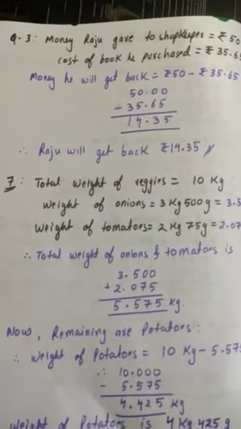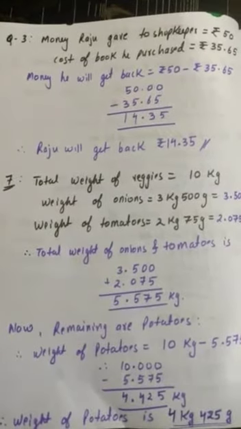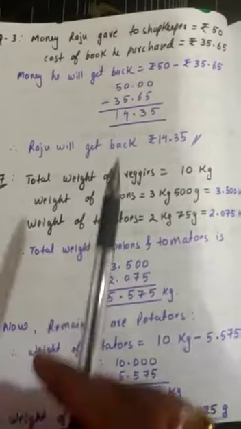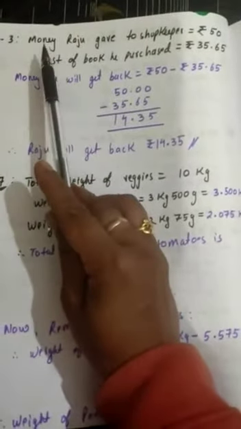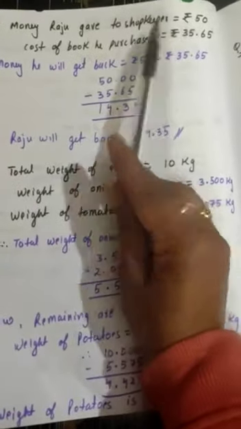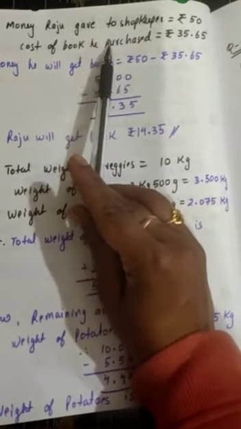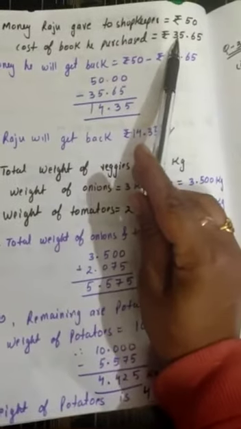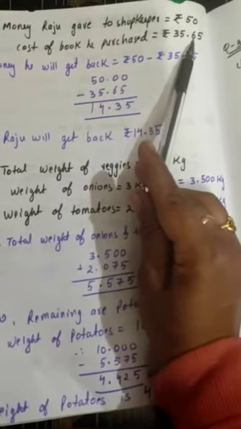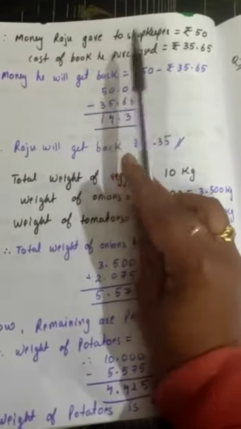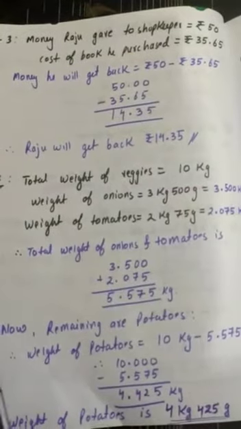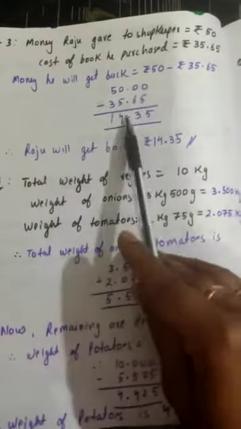Then you can see there are some word problems, which you have to complete. Some I am doing for you. It is exactly the same, just that you have to write in statement form. So Raju gave 50 rupees to the shopkeeper. He has to purchase a book which costs 35 rupees 65 paise, that is rupees 35.65. He gave 50 rupees to the shopkeeper, so the shopkeeper will give him some money back. How much money will that be, you have to calculate.